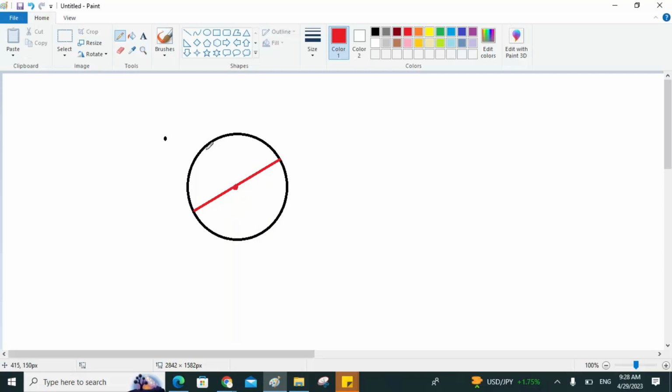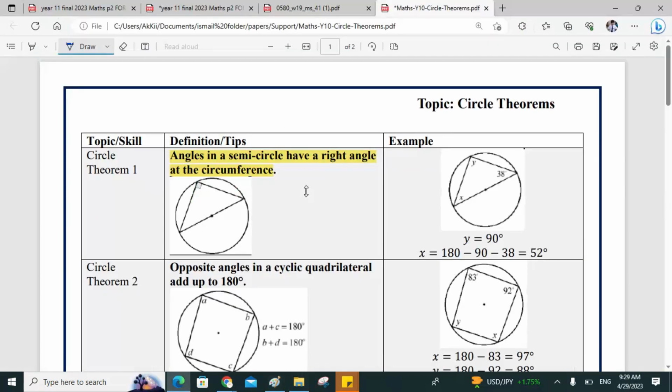If I take any other point over here like this, and join this point with the sides of the diameter, you will see that the triangle becomes a 90-degree or right angle triangle. This is one of the facts which you keep in your mind.